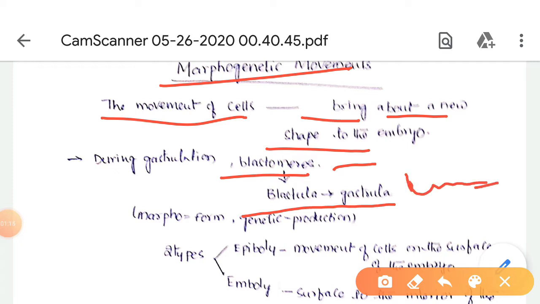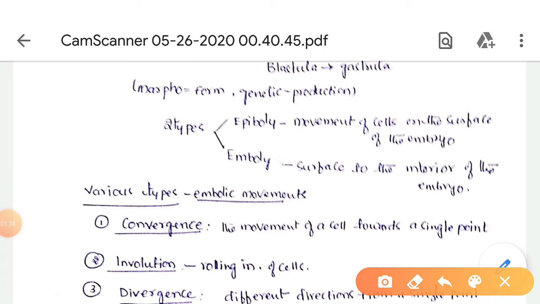The word morphogenetic means morpho is form and genetic is production. These morphogenetic movements are mainly of two types: one is epiboly, another is emboly. Epiboly means the movement of cells on the surface of the embryo.